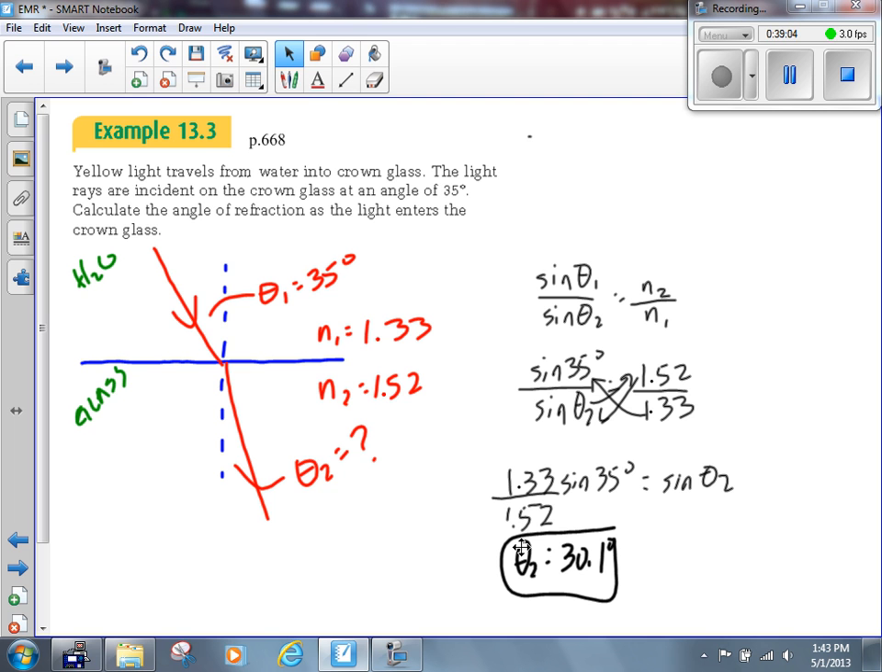What if I got a number that was, say, 12.2 degrees? Pretty good indication that I've done that wrong as well, right? I haven't changed the index of refraction that much, so the angle won't change that much either.